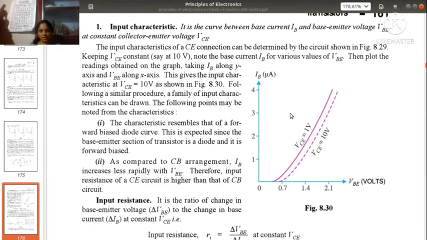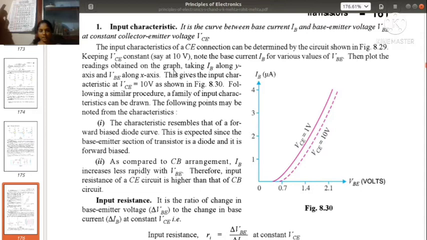Okay, the input characteristics of the CE connection can be determined by the circuit as shown in the figure, keeping VCE constant. Note the base current IB for various values of VBE.